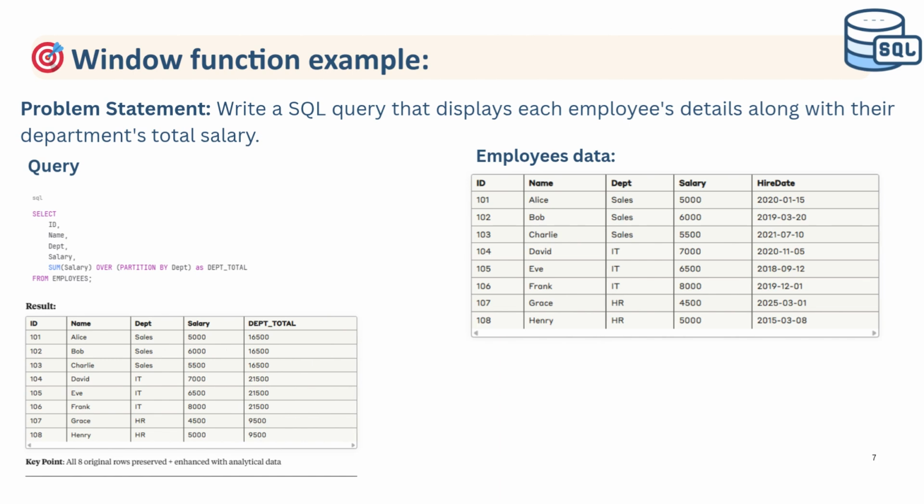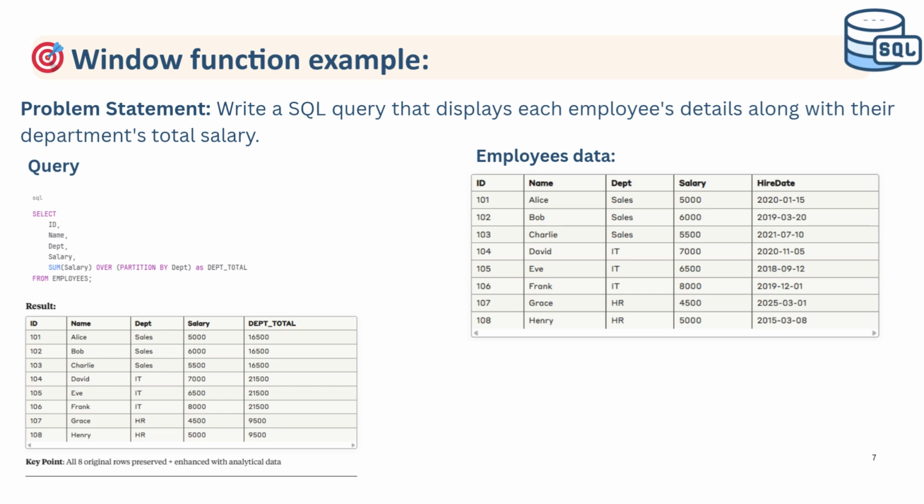We have a simple SELECT with all employee columns, plus a window function. The key part is SUM(salary) OVER (PARTITION BY department). This calculates the total salary for each department, but here's the magic, it doesn't collapse our rows.